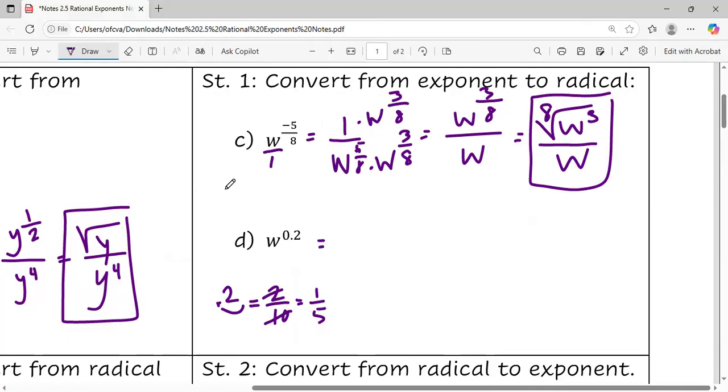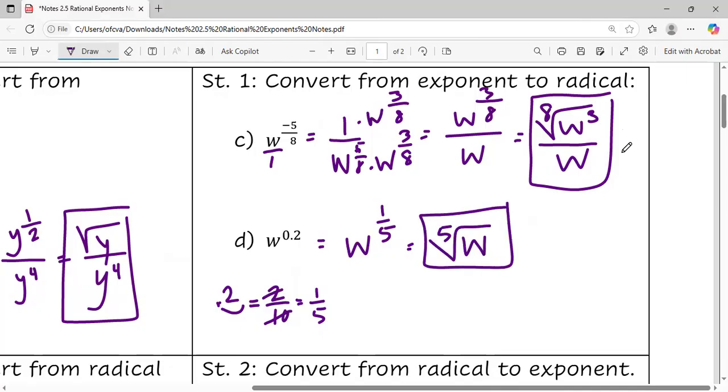So what you have is really w to the 1/5. And this one, since all we're doing is changing it to radical form, all we got to do is use the index of 5, right? So this is the 5th root of w, and that's the answer for that one. I don't need to write w to the first.